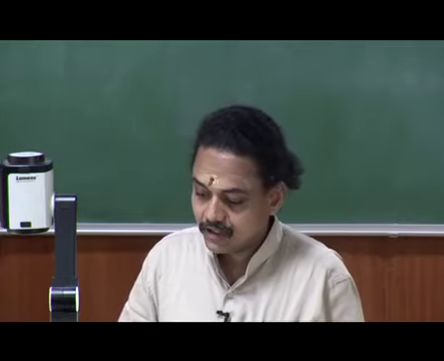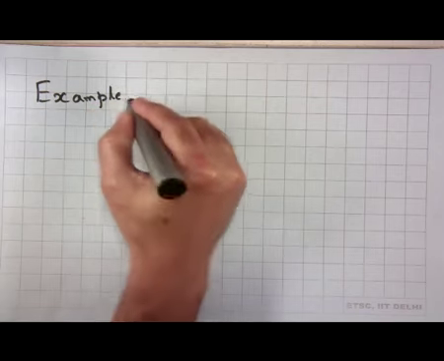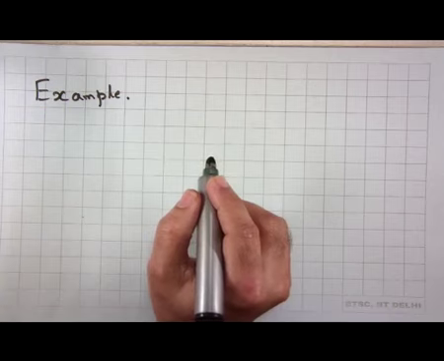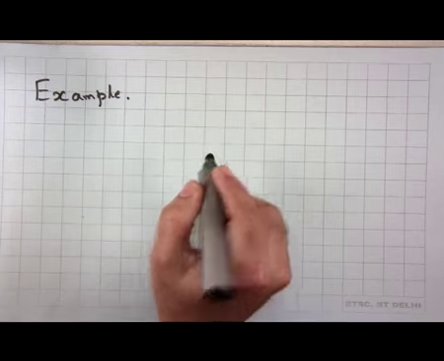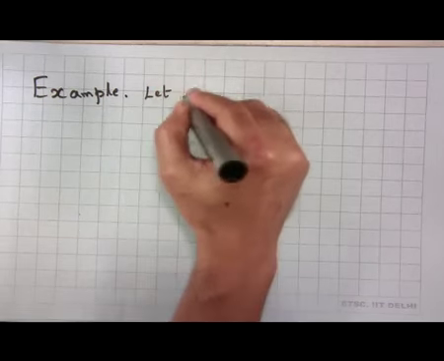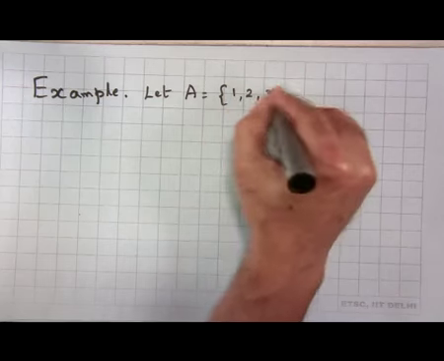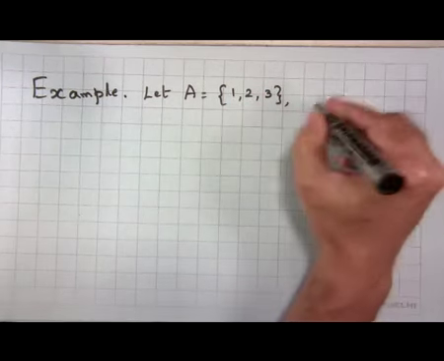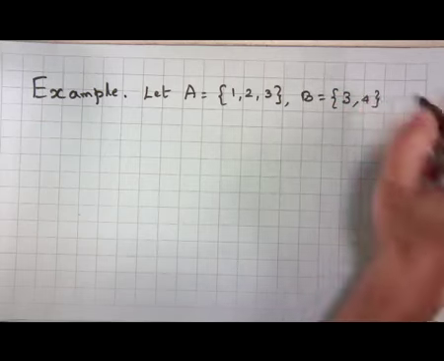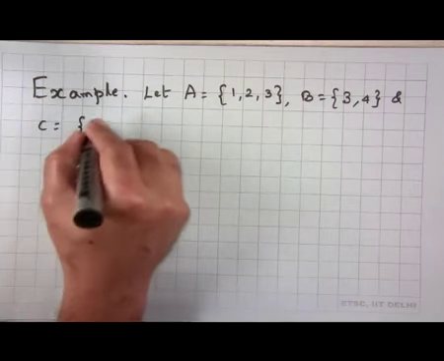Now, let us proceed with some more examples. We begin with an example or a problem. Let A equal to {1, 2, 3}, B equal to {3, 4}, and C equal to {4, 5, 6}.